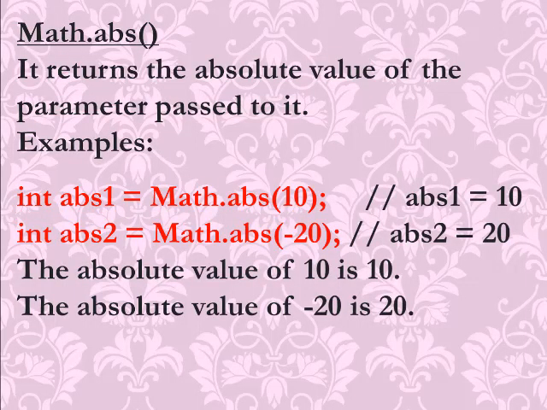So first is math.abs. This function returns the absolute value of the parameter or the argument passed into the parenthesis. Absolute value means the actual value, that is the value without positive or negative sign. So for example, if you write math.abs 10 or plus 10, you will get 10 as output of this function. If you write math.abs minus 20, you will get 20 as output. So absolute value means the actual value without positive or negative sign.